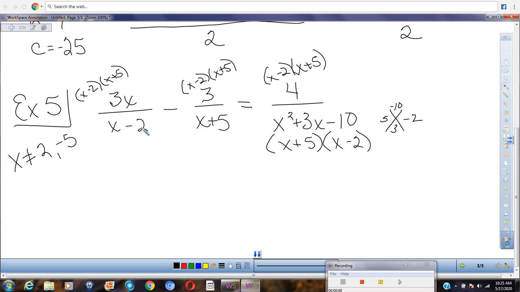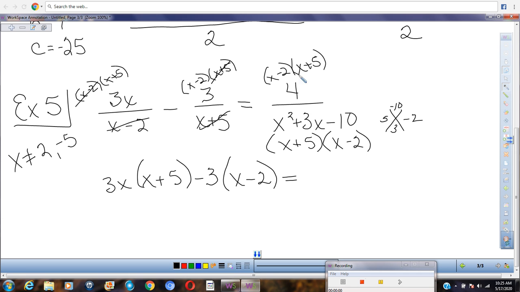All right, in the first one, the x minus 2's will cancel. I will have 3x times x plus 5. In this one, the x plus 5 will cancel, so I have minus 3, don't want to forget that negative in the middle, times x minus 2, equals, here our x plus 5's cancel, our x minus 2's cancel, and we're left with 4.